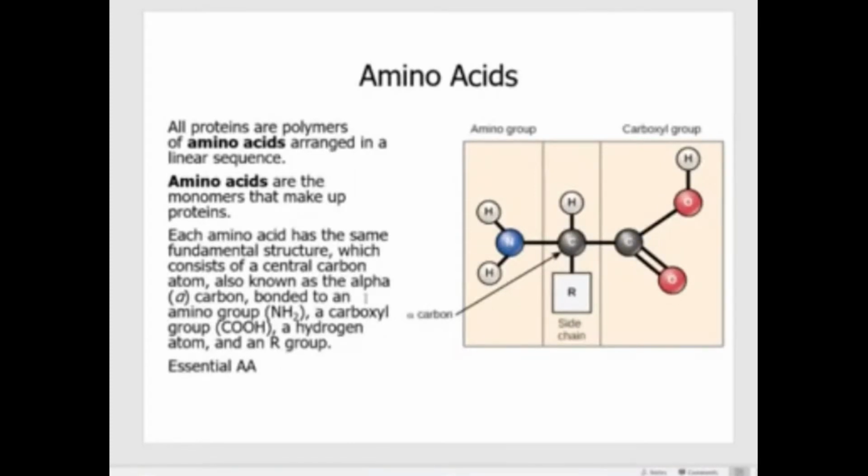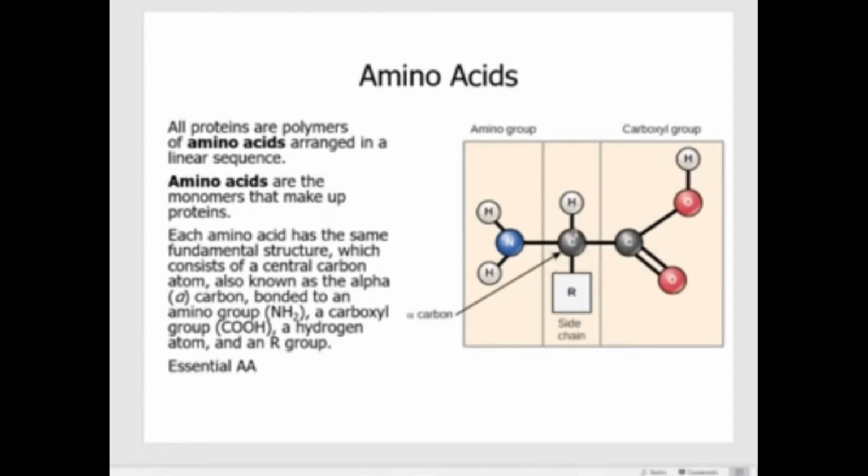Now, proteins are polymers, and they're made of monomers, subunits, and the subunit is the amino acid. So you absolutely have to remember that proteins are polymers made up of monomers, which are amino acids. So here's a picture showing the structure of a typical amino acid, and this is important. I will probably have the structure on the test to have you identify the different groups and some characteristics of amino acids.